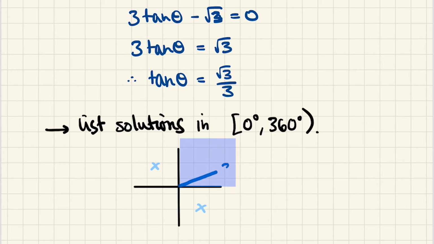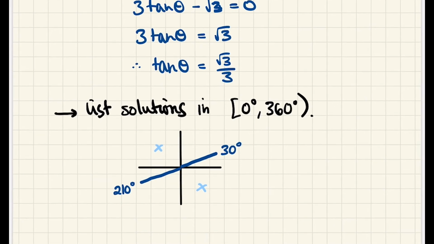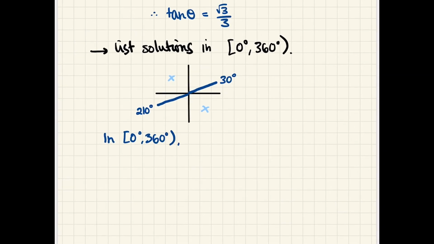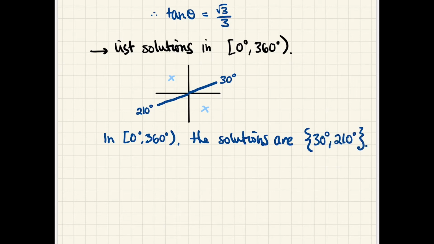And that is 30 degrees, or pi over 6, if you're working in radians, but we're not. Okay, so what about in the third quadrant? Well, it's just going to be whatever angle's in the third quadrant that has a reference angle of 30 degrees. That would be 210 degrees. Okay, so in the interval 0 to 360 degrees, the solutions are 30 degrees and 210 degrees.